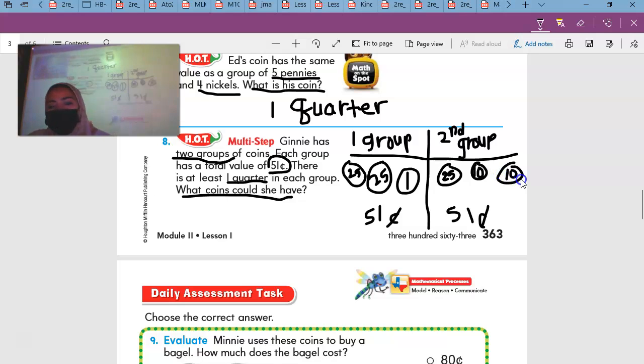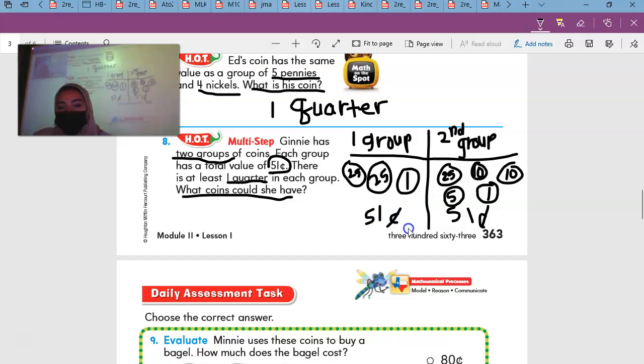What else can we add to make 51? Now we have 45. Rena, what else can we add? 1 nickel. Very good. And that's 50. Now what's the last cent, everybody? A penny. Good job. That would make 51 cents. So 25, 35, 45, 50, 51. Quarter, 2 dimes, 1 nickel, and 1 penny make 51 cents. 2 quarters and 1 penny also make 51 cents.